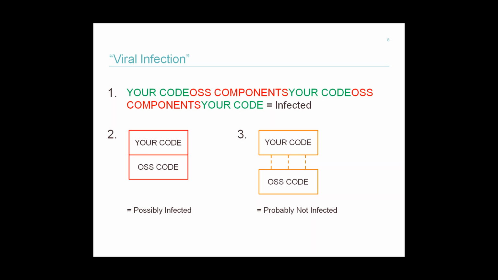And then the third example is where there's probably not going to be any infection, and this is where there are either these types of dynamic links or the codes are quite separate and maybe call out to one another through an API or some other widget.